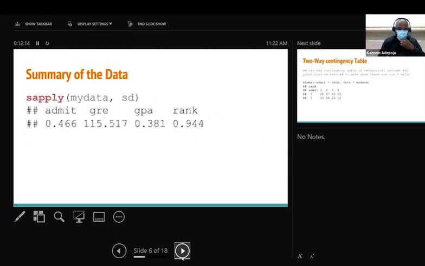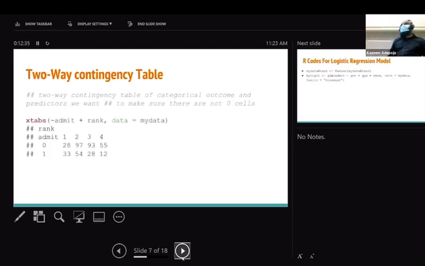Now, the next thing that I actually want to talk about is the standard deviation of each of the variables. Okay, that is what that is trying to find. The standard deviation for admit, for GRE, for GPA, the rank. Okay, now we want to present this in a table.